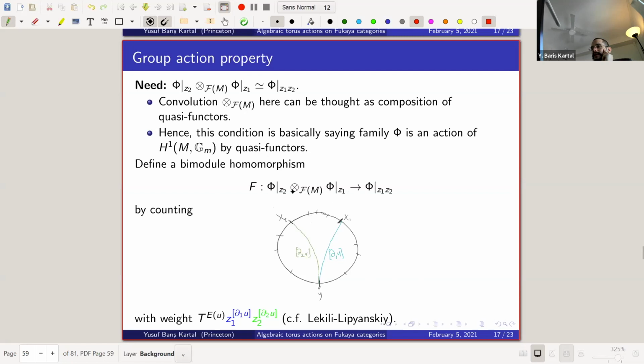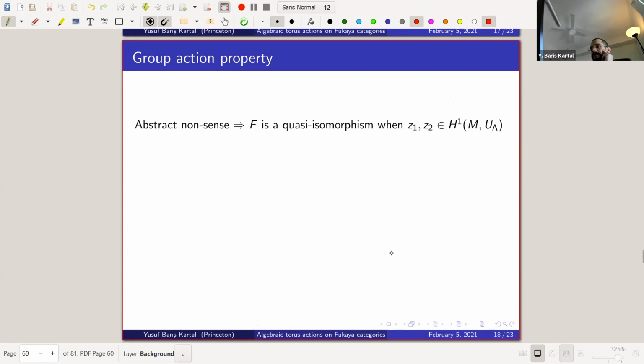So I define this bimodule homomorphism by counting holomorphic disks where x1 belongs to here, x2 belongs to here, and now I weight them not only by t to the energy, but also z1 to the class of this guy, and z2 to the class of this thing. And some abstract nonsense tells you that this is a quasi-isomorphism when Z1, Z2 are identity, or more generally when they correspond to unitary local systems.